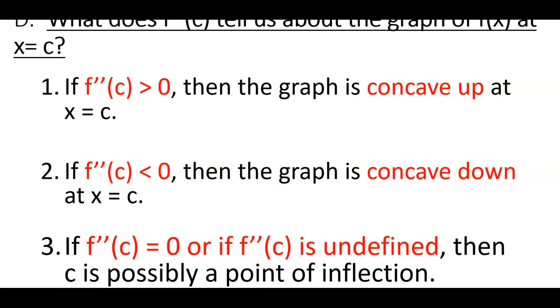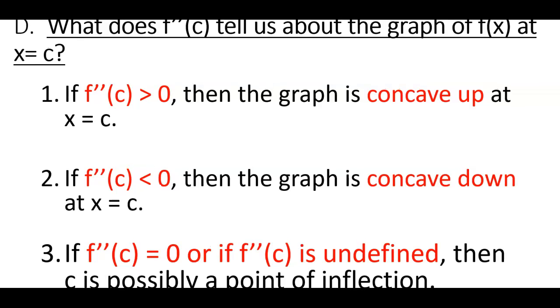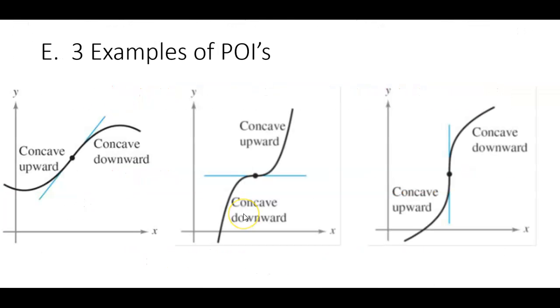And then finally, if f double prime of c equals 0, or as we'll see later, if the second derivative is undefined, then that point possibly could be a point of inflection. The only thing standing in its way is that not only does it have to equal 0 or be undefined, but there's a couple other criteria that have to be in place. One of those being that the concavity actually has to be changing at that point. But for now, that's a good enough summary for where we're at.